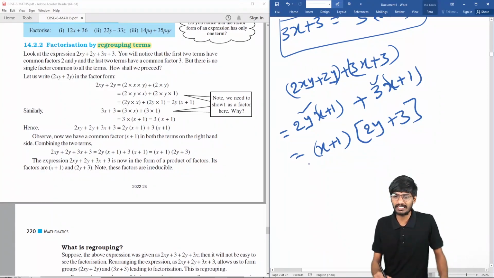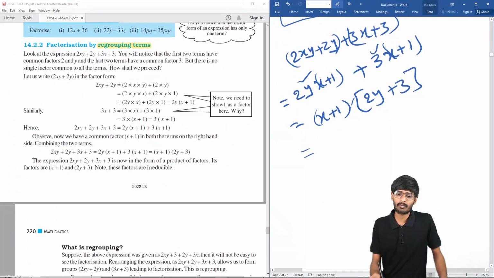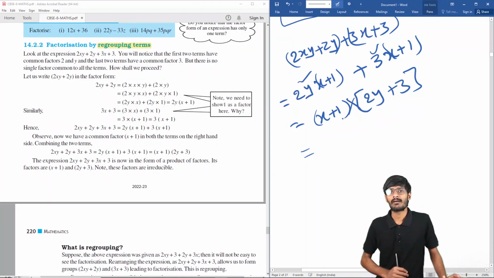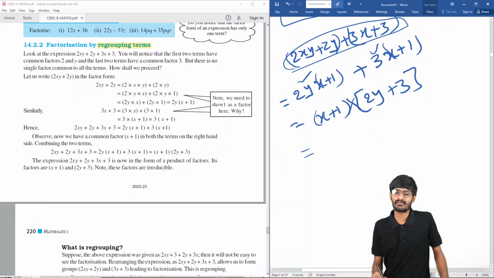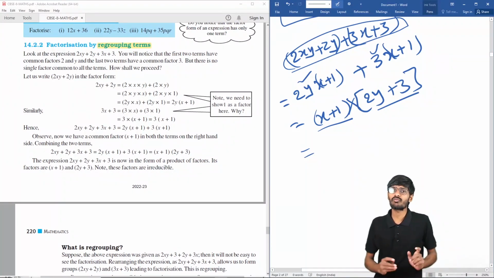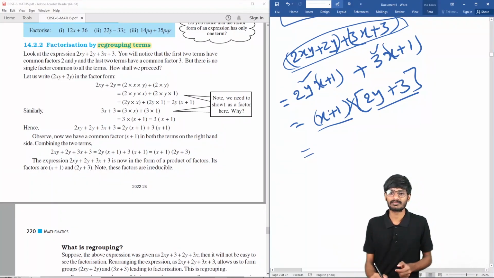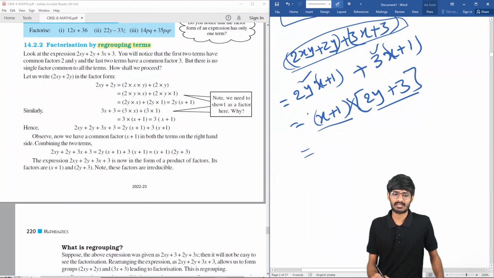So if you observe here, both have a product symbol. So these two are the product of the irreducible factors for this expression. For this whole expression, the factors are x plus 1 and 2y plus 3. These two are the factors. So here is how we found the factors and performed the factorization: by grouping the terms. Okay, that is the way of doing the task.